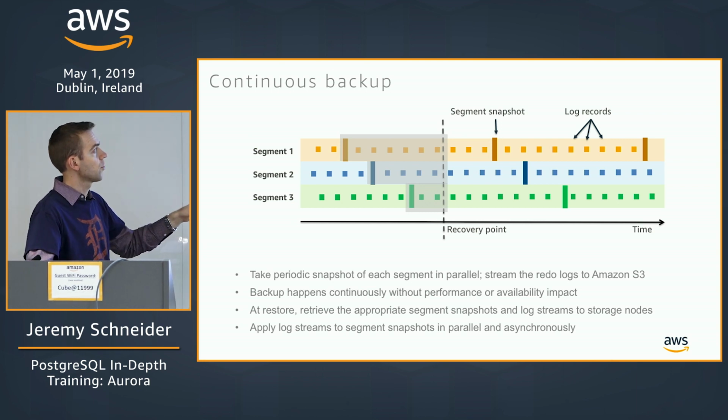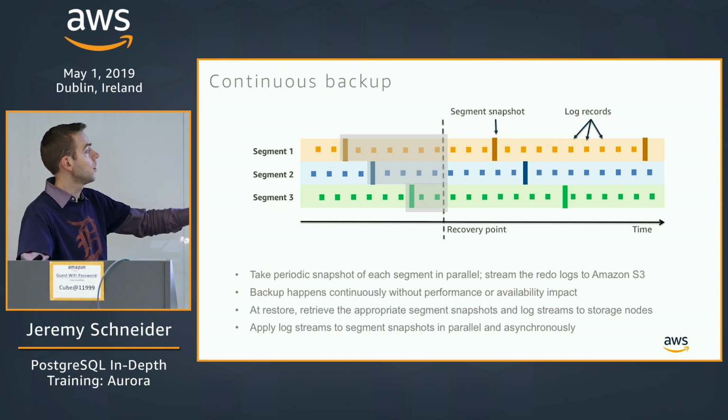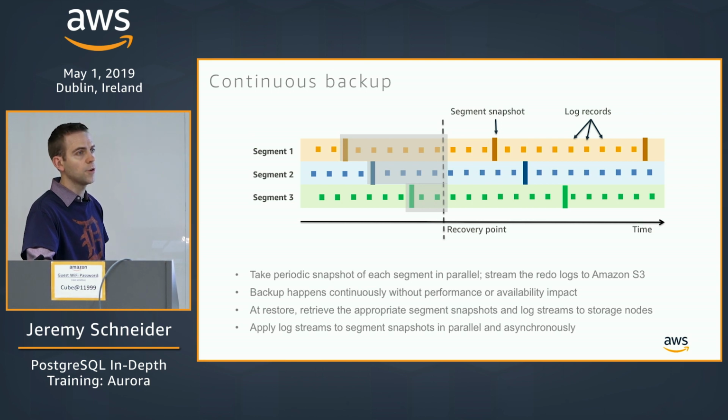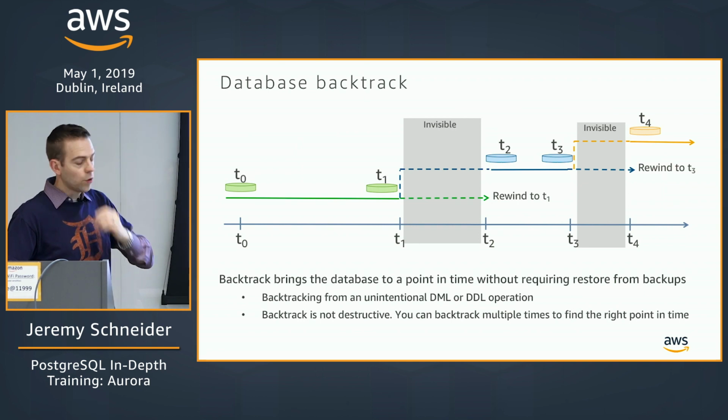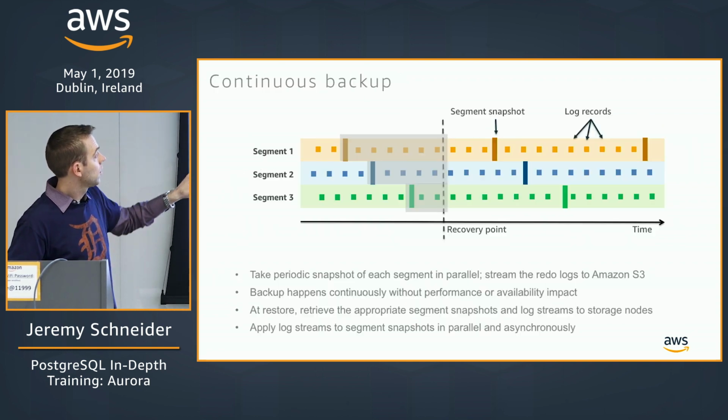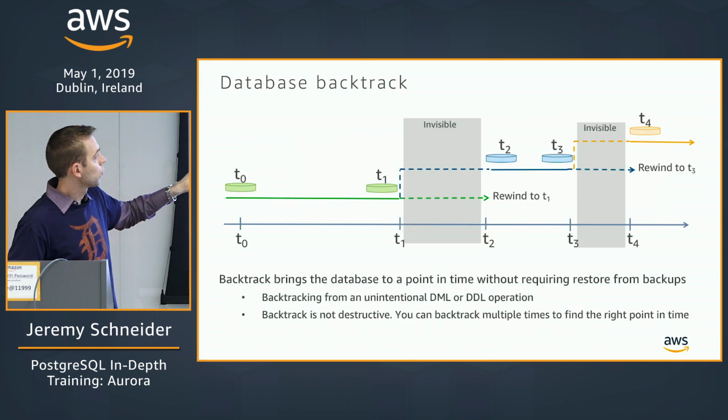That's a different picture on Aurora because it's continually pushing the stuff off, and it's able to keep up much better. It's also able to be continuous. It doesn't have to wait for anything to be able to push the change records out to S3. When we do a recovery, we're able to roll these things back.